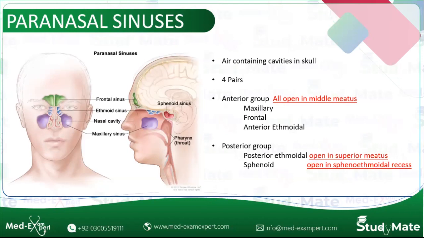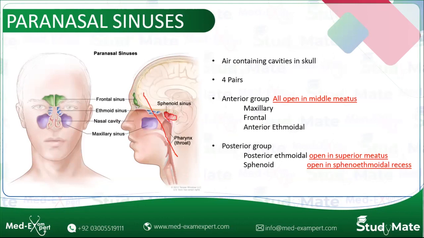Now if we draw a line from here, those in front of this line form the anterior group, which include the maxillary sinus, the frontal sinus, and the anterior ethmoidal air cells. The common thing among all of them is that they all open into the middle meatus. Whereas the sinuses behind this line include the posterior ethmoidal air cells and the sphenoid sinus.